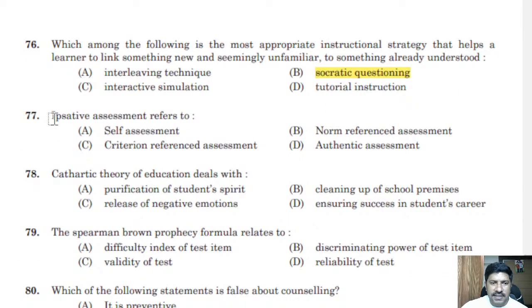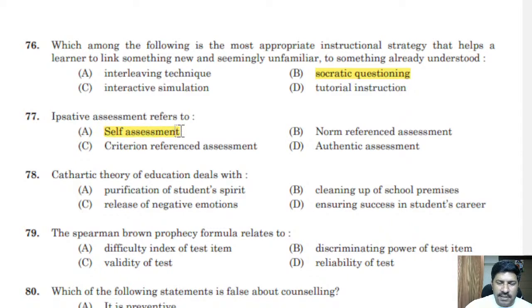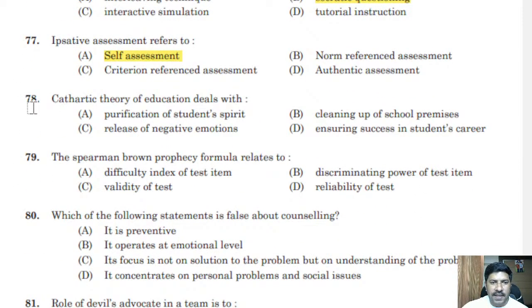Then 77th question. Ipsative assessment refers to self-assessment. Then 78th question. Cathartic theory of education deals with. Correct answer is release of negative emotions. Cathartic theory of education deals with release of negative emotions.